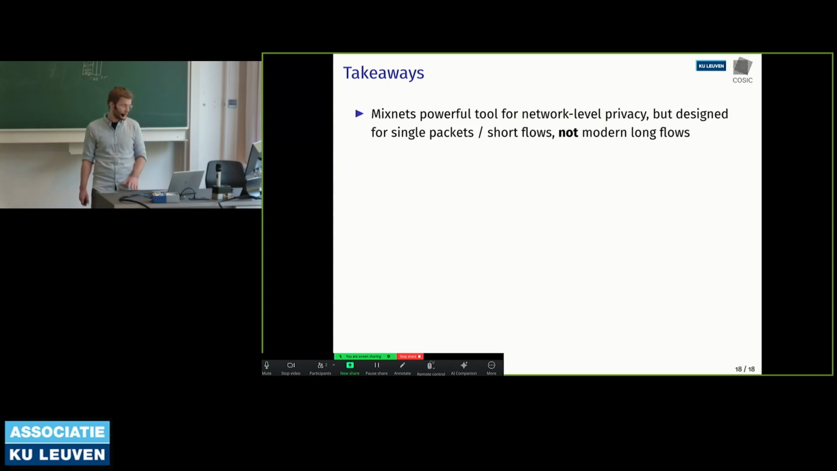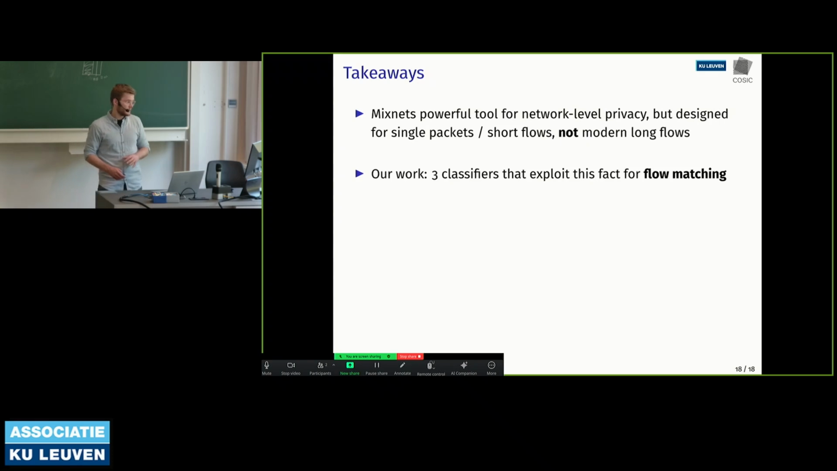We saw that mixnets are indeed a very powerful and also a very versatile tool to achieve network-level privacy. You can mold them into very many different use cases, optimize for them, right? So they're quite relevant and very powerful. However, they're primarily good for single packet flows or short flows, right? Not so much for modern long flows, where we have many packets going back and forth and so on. We show this in our work in the form of 3 classifiers that exploit this fact, right? That there will realistically be long flows going across these networks, and they perform flow matching, which is a specific type of attack that I explained.